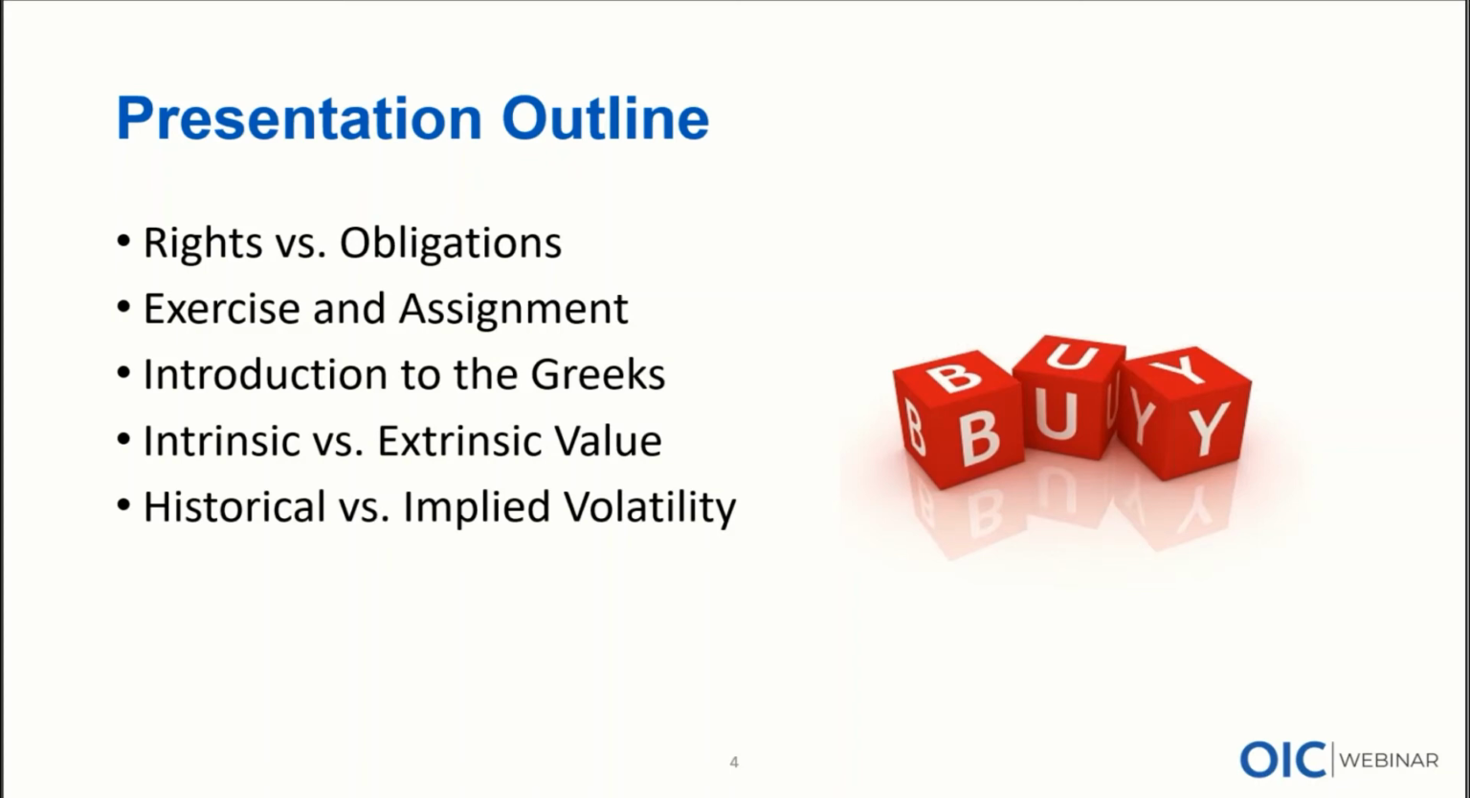Then it's all about the exposures in terms of the Greeks, delta, theta, a little bit about vega, and that'll lead us into a discussion on option premium, intrinsic versus extrinsic value, and then quite a bit of discussion at the end comparing historical versus implied volatility, the importance of that measure when it comes to option prices, and what it means for the option buyer.